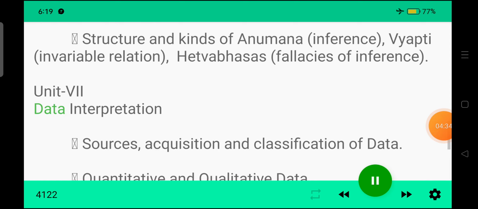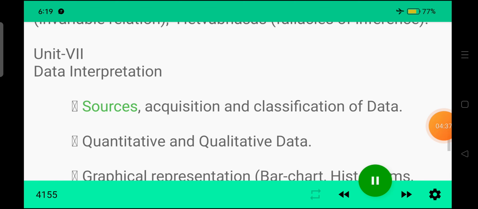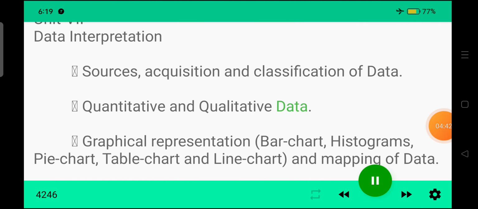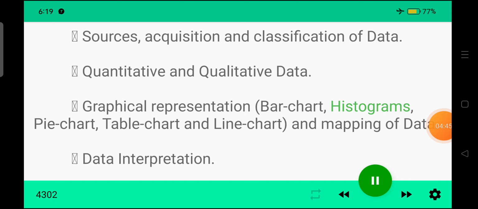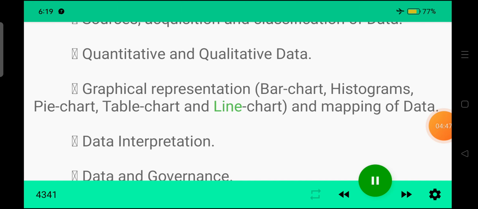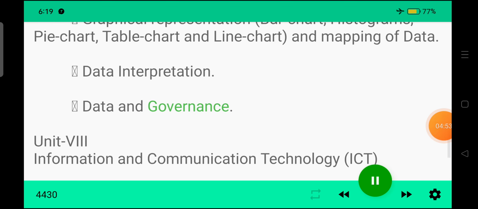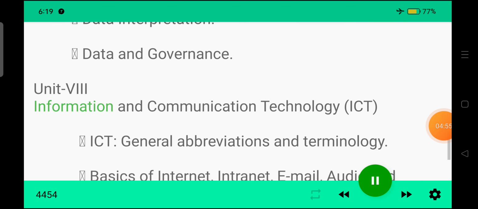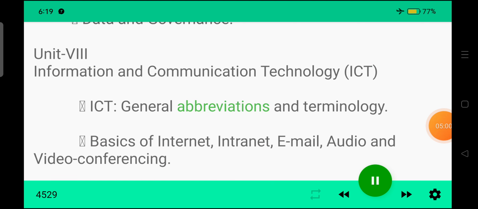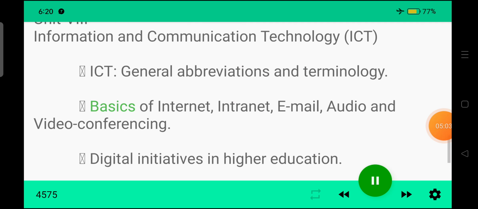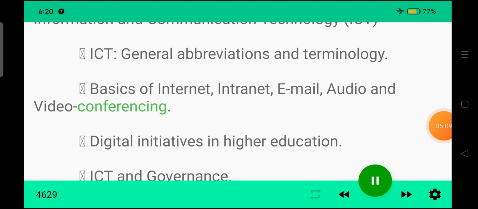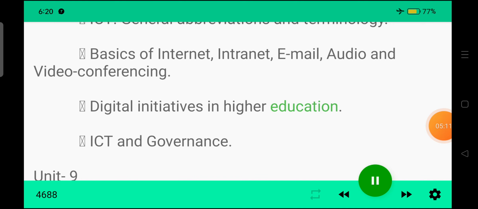Unit 7. Data interpretation. Sources, acquisition and classification of data. Quantitative and qualitative data. Graphical representation, bar chart, histograms, pie chart, table chart and line chart and mapping of data. Data interpretation. Data and governance. Unit 8. Information and Communication Technology, ICT. ICT, general abbreviations and terminology. Basics of Internet, Intranet, Email, Audio and Video Conferencing. Digital Initiatives in Higher Education.